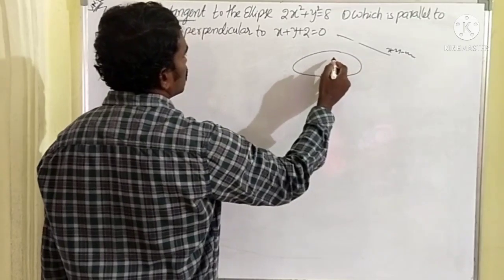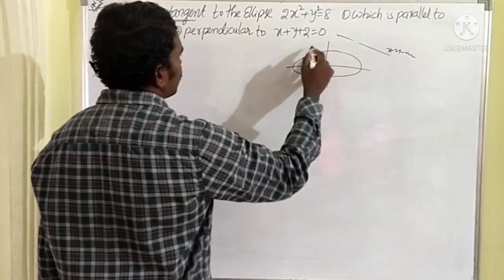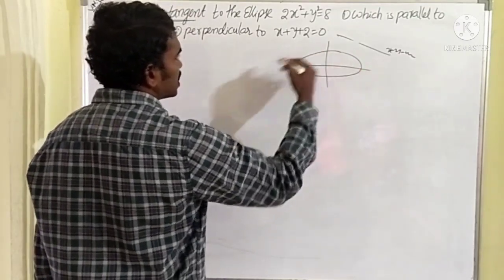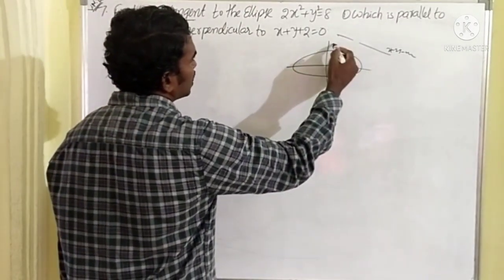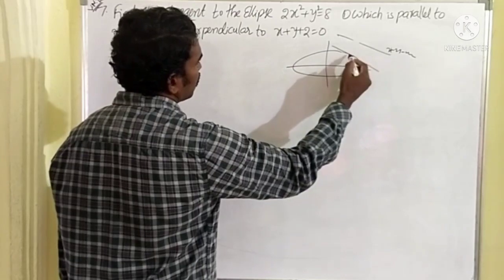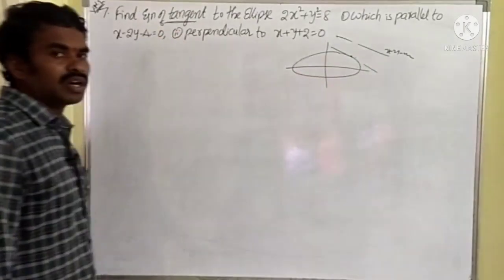This is the ellipse. For this ellipse we can draw infinitely many tangents, but which tangent do we have to find? The one parallel to the given line. So how to find it? Very simple.